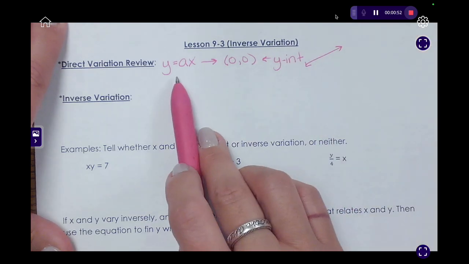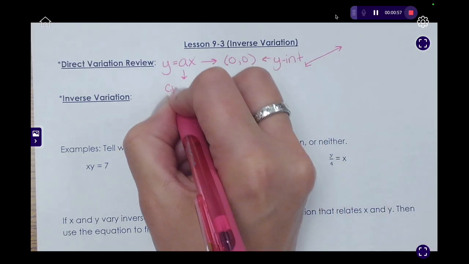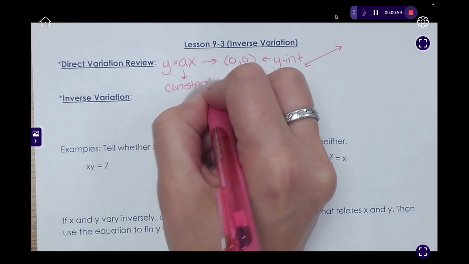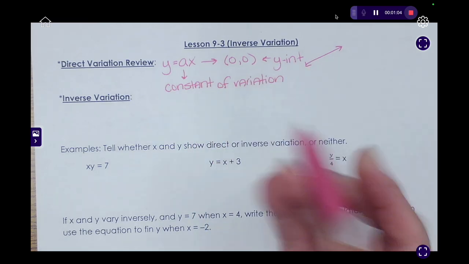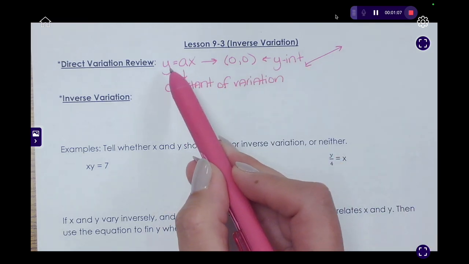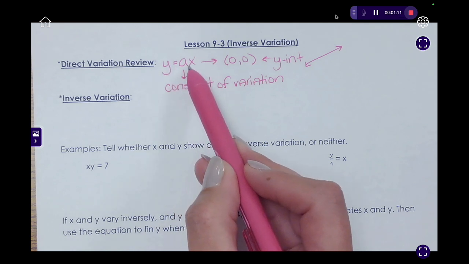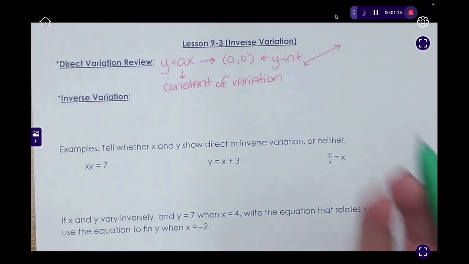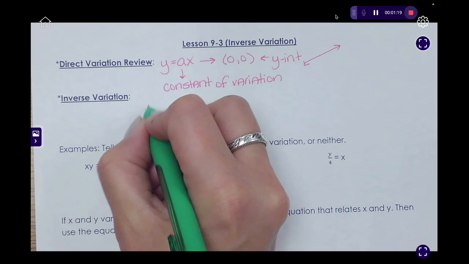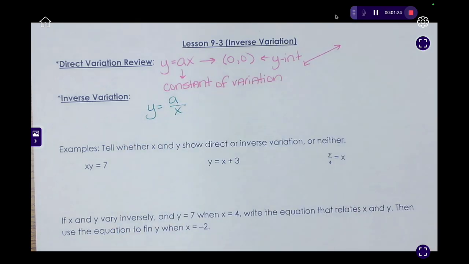This is the big concept of what we're going to concentrate on today: the equation. And looking at the a value, this is called your constant of variation. In my direct variation equation, I have y equals a times x, so here I am multiplying. For inverse variation, it's going to be the opposite of that. So for my inverse variation, it is y equals a over x. So we are dividing a by x. Again, this a is still my constant of variation.